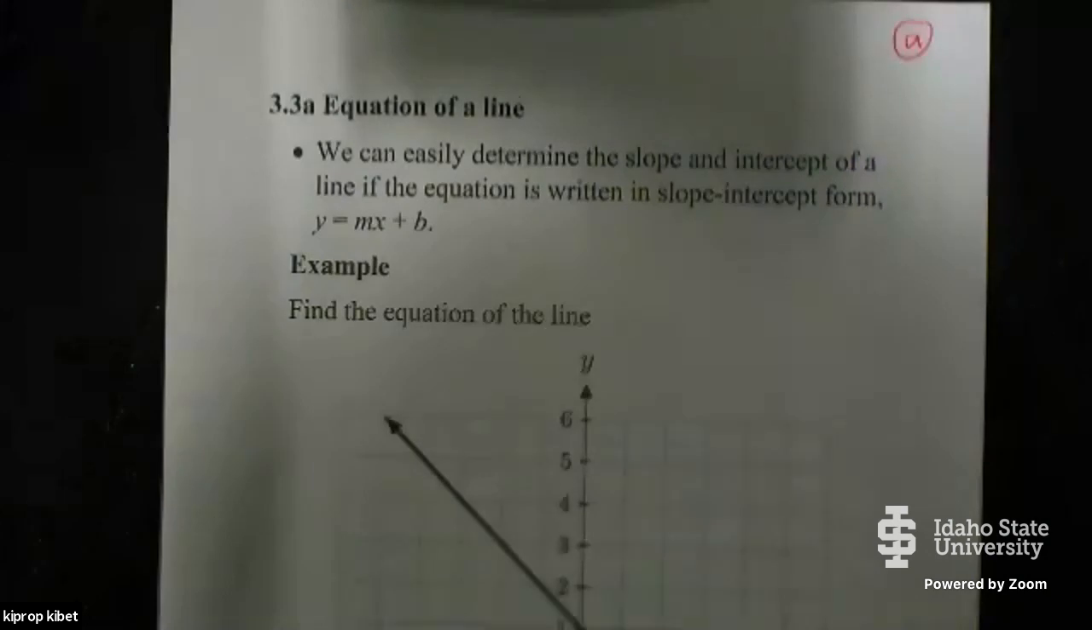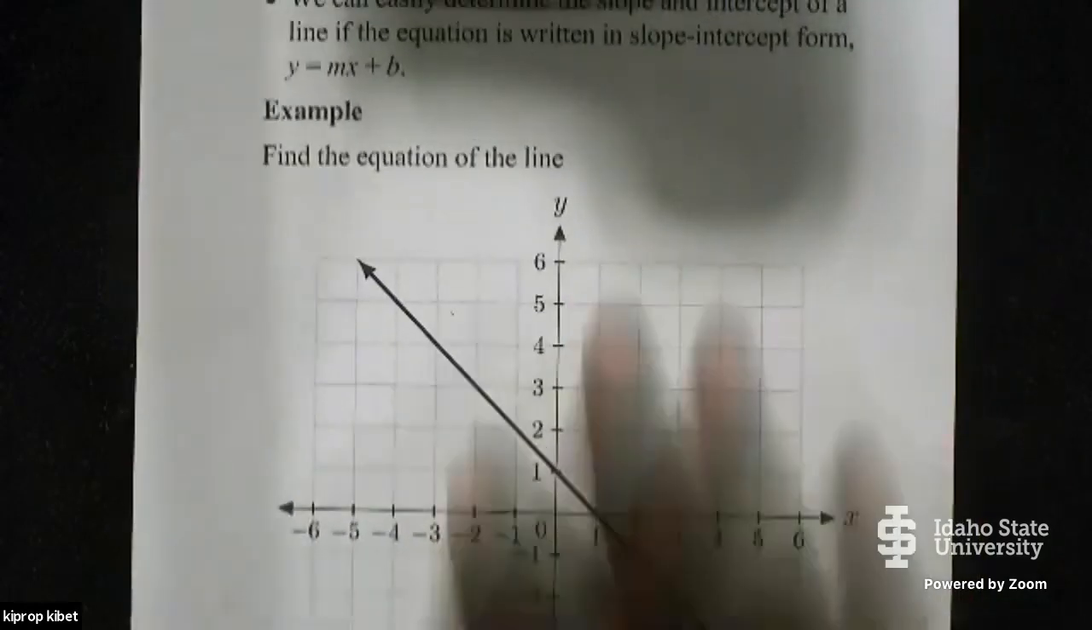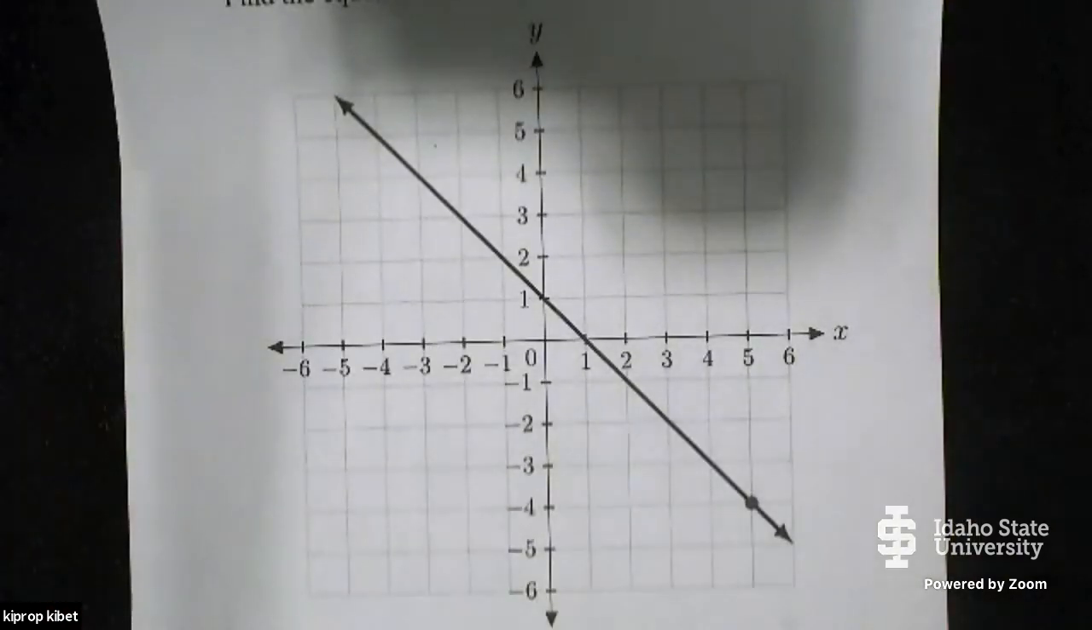So we can easily determine the slope and the intercept of a line if the equation is written in slope-intercept form, y equals mx plus b. So if you're given a graph like this, then you're told to write the equation of that line.